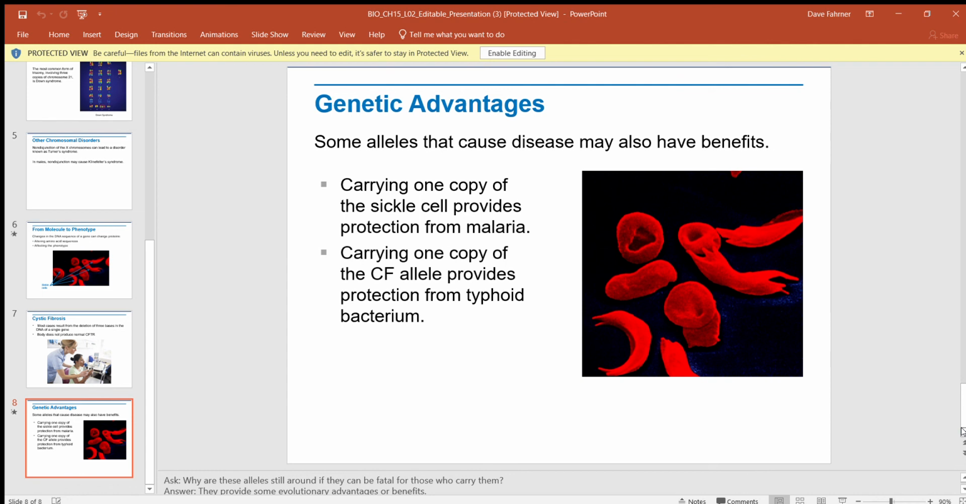Okay, so those are just some examples of abnormalities in human beings that come about because of chromosome abnormalities and because of genetic gene abnormalities.